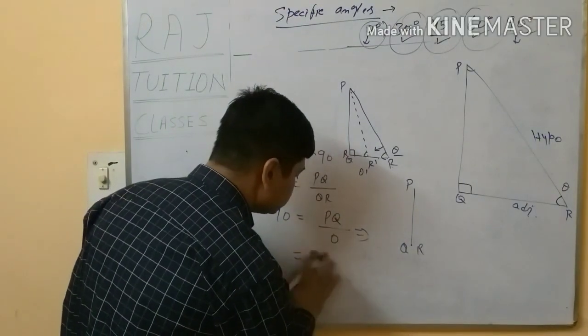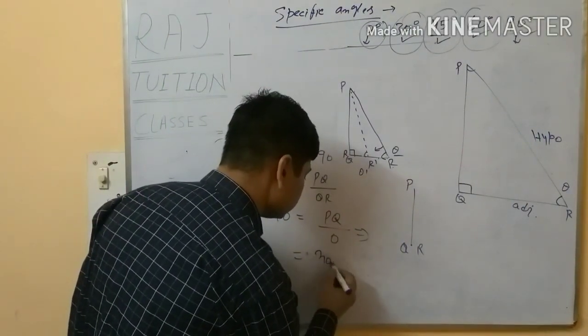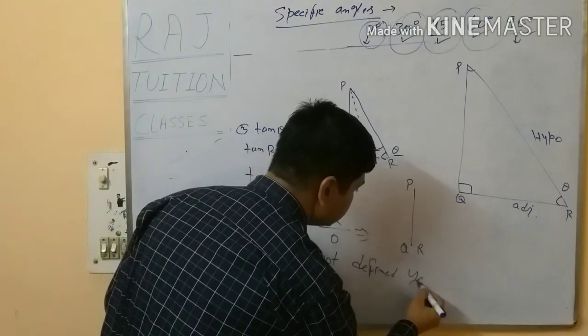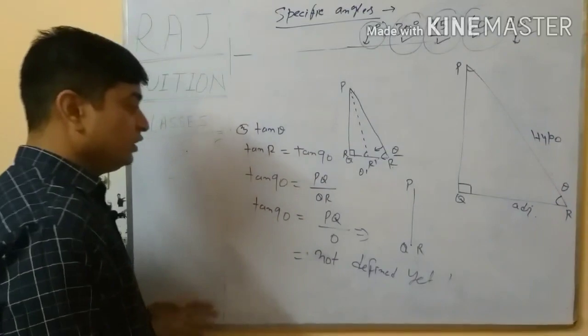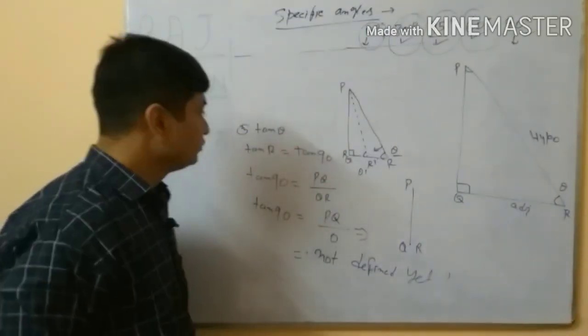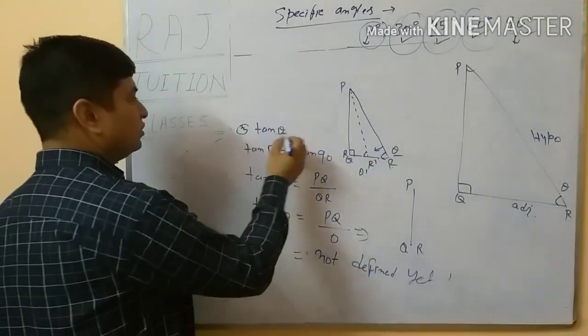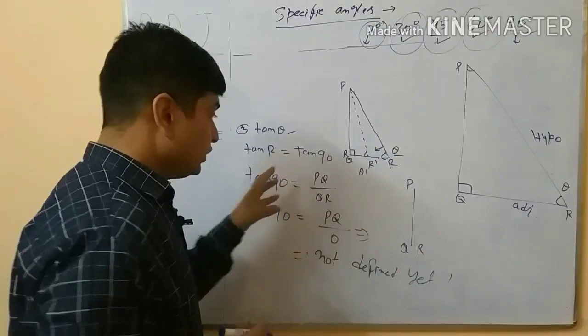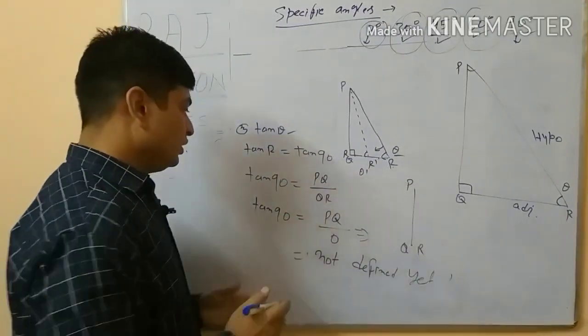So it is not defined yet. Not a defined value. So we have sin 90, cos 90, tan 90, and the rest 3 are for you.